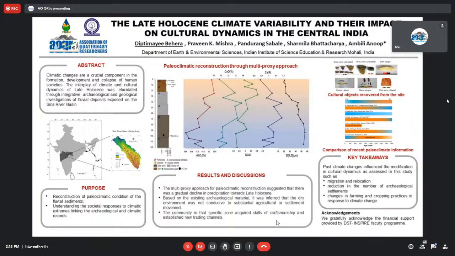Also, due to this intensified drying climate of this region, a major decline in vegetation might have occurred. This decline in vegetation and clearing of forest naturally might have given rise to new routes for trading, and these new routes of trading might have also enhanced the mode of migration and relocation of the habitants, and hence we concluded that climatic changes have a very key role in modifying the cultural dynamics of a particular region.